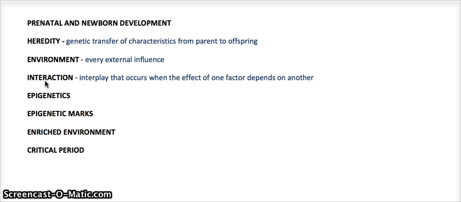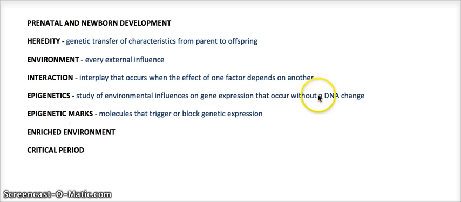And when we talk about how the environment influences gene expression, turning genes on or off, that type of interaction is what we call epigenetics. So the stress in your environment that turns on that schizophrenic gene would be epigenetics. Specifically, the stress is an epigenetic mark. The epigenetic marks are the molecules that trigger or block genetic expression, like stress hormones, diet, drugs, things of that nature.